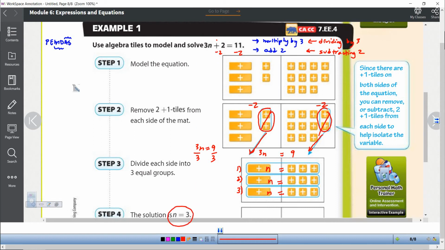And we could check it, right? We could go to that original equation, 3n plus 2 equals 11. We can multiply by 3. 3 times 3 plus 2 is 11. 9 plus 2 is 11. 11 is equal to 11. It works. It checks. Remember, solving an equation is finding the value of the variable that makes the equation true.